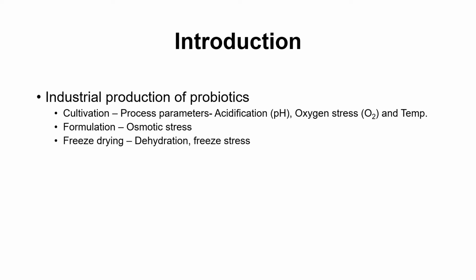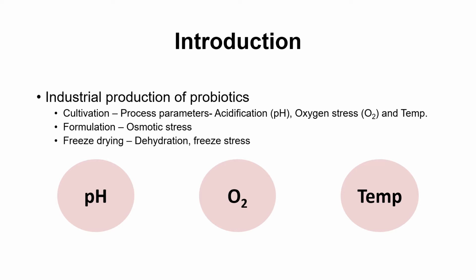During the cultivation step, the process parameters pH, oxygen and temperature can act as stress factors. During formulation, non-compatible solutes can result in osmotic stress. During freeze drying, loss of water and low temperature can act as dehydration and freeze stress. As I am more focused on the cultivation step, I chose pH, temperature and oxygen to start with.